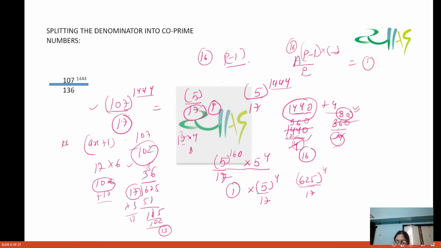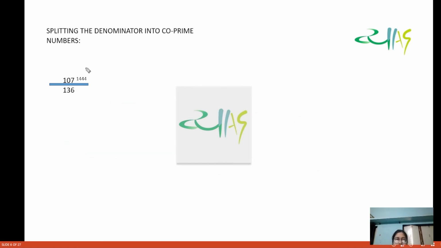Okay, so 625 when divided by 17, you have 13 as remainder. See guys, look at this question. You have to find the remainder for this. So how are you going to find the remainder for this? So you have 107 to the power 144 divided by 136. All right, raised to the power 144.